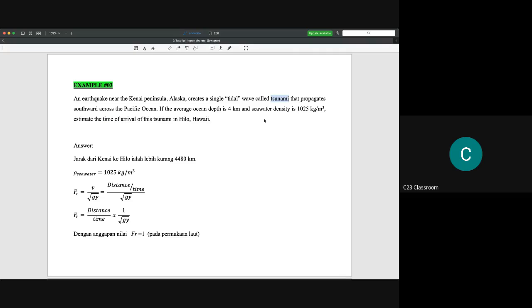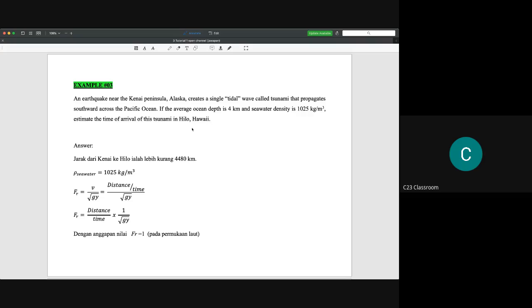The idea is simple. I will give you all the information, for example, the distance from Kenai to Hilo, which is around 4,480 kilometers. From the question, the seawater density is slightly higher than common water, which I think is general knowledge. The density of seawater is slightly higher, which is 1025 kilogram per meter cubed.